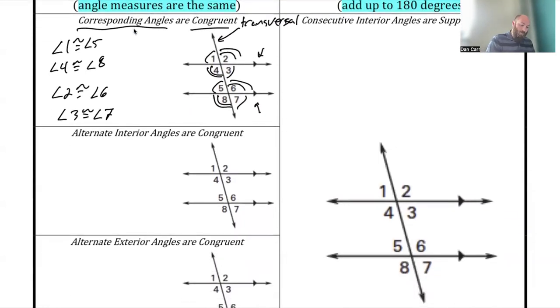Alternate interior angles. As a reminder, this is my interior. The alternate means they're on both sides of my transversal here. The ones on the interior would be like angles 3 and 5. And again, what that means is if I take this and flip it around, it's the same angle as that. They're alternate interior, so they're going to match up to each other. So angle 3 is congruent to angle 5. Same thing with angle 4 and 6. Angle 4 is congruent to angle 6 because they're both in the interior and they're on alternate sides of the transversal.